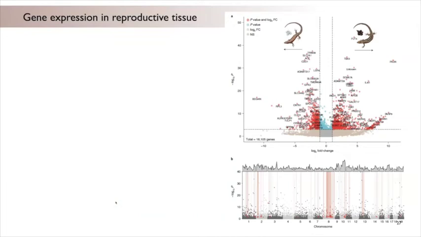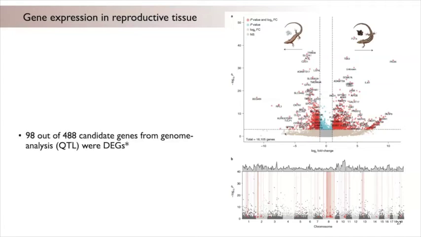And importantly, we had an association between our genes that were differentially expressed and the genetic regions that we had found to be associated between genotype and phenotype. So we had a large number of candidate genes that were inferred from our genome analysis that were also differentially expressed genes. And so this shows this concordance of information and really is another line of evidence for the functional role.